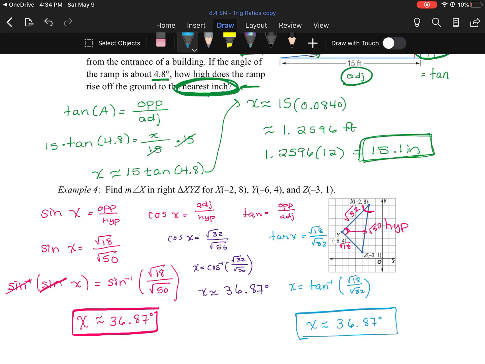36.87 degrees again. So I just wanted to show you that it really doesn't matter what trig function you use, you get the same answer. So for this problem, please remember, you do not have to do all three. You pick one of them. I just did 3 to show you that it doesn't matter which one you choose, you get the same answer.